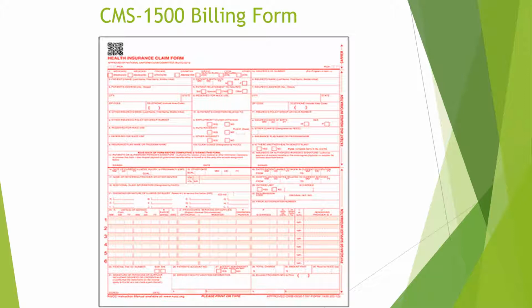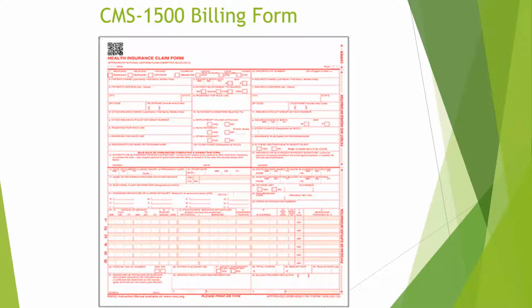Then in box 17B, you would enter the referring provider's MPI. Box 18 only needs to be filled out if the patient was admitted in the hospital. Box 19 is only to be used if there is additional information required for procedures. In box 20, you only need to fill out if the patient was seen in an outside lab.